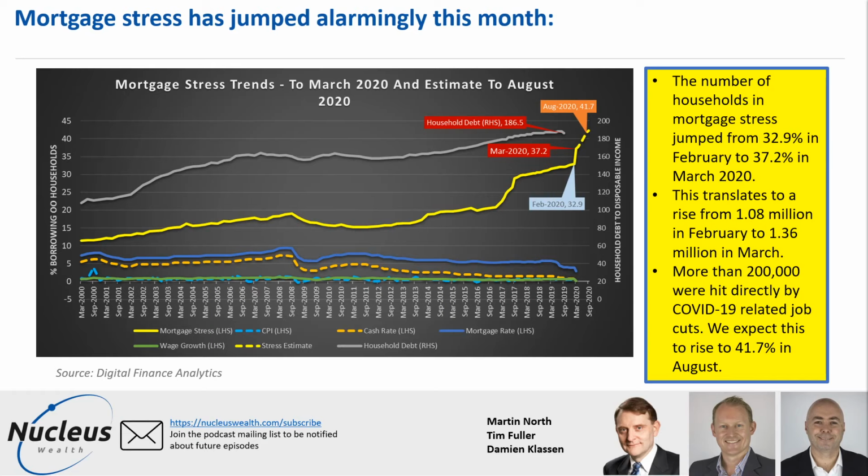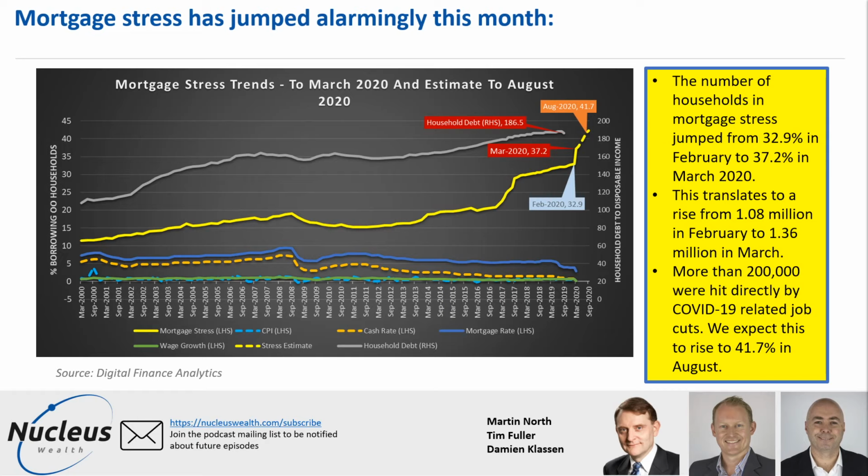But then it started to build over the last 2 or 3 years, for the reasons I explained in terms of incomes, the fact that mortgages were bigger. And then we've started to see an acceleration. Back in February, it was 32.9% of households, more than 1 million. This month, it's jumped to 37.2% of households. So literally another 200,000 households are now registered as stressed from a mortgage perspective.